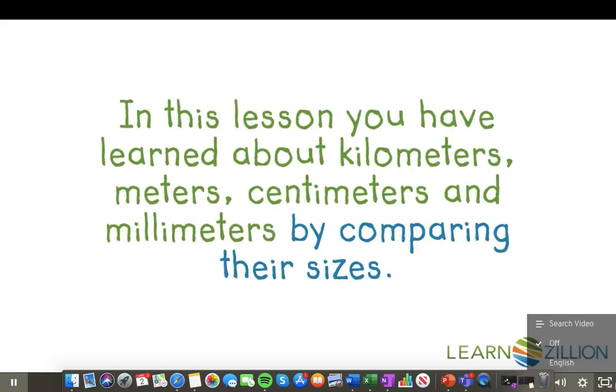In this lesson, you have learned about kilometers, meters, centimeters, and millimeters by comparing their sizes.